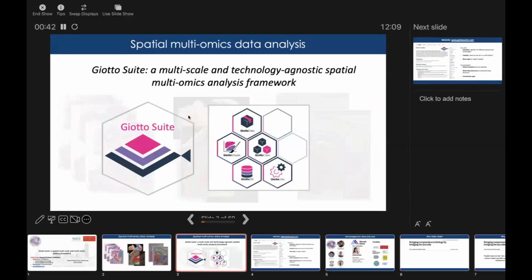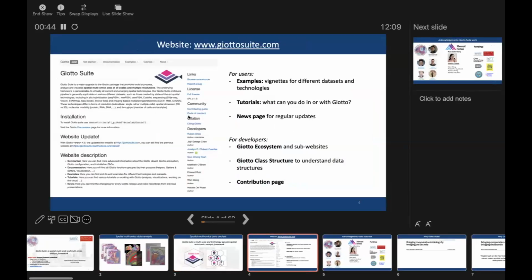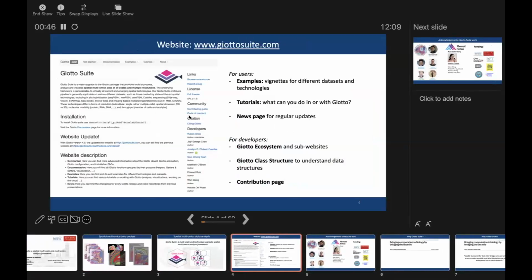GIOTTO Suite is a suite of different R packages. If you would like to know a little bit more information after this talk, because I'm only going to briefly touch a few key topics, then I invite you to visit our website, which is giottosuite.com. If you're a new user, I would definitely tell you to look at the examples, at the tutorials, and follow the news page, because we regularly add new ideas. If you're a developer and want to contribute, then definitely also check out our GIOTTO ecosystem, the different class structures that we make available, and how you can potentially contribute.